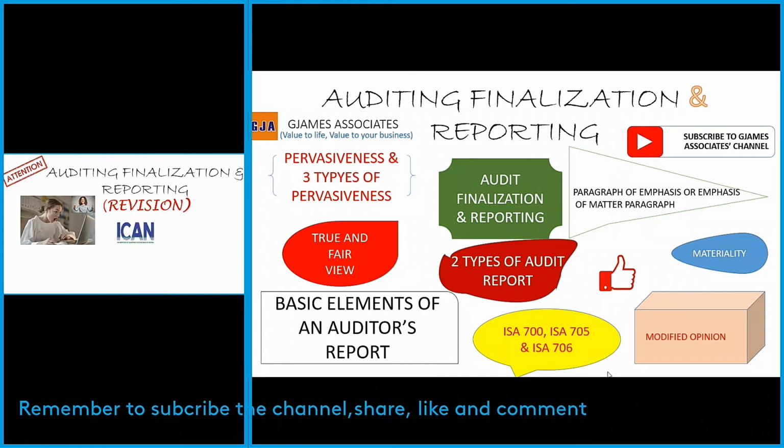Another element that we must not forget to mention in the audited financial reports or statements is other reporting responsibilities. We must be able to mention it.